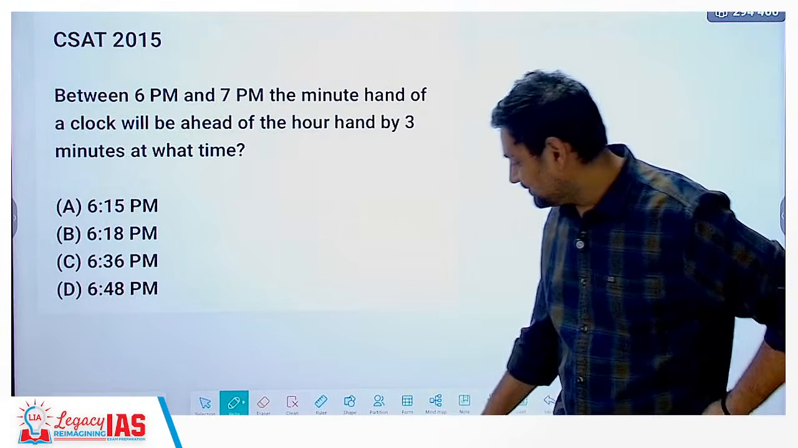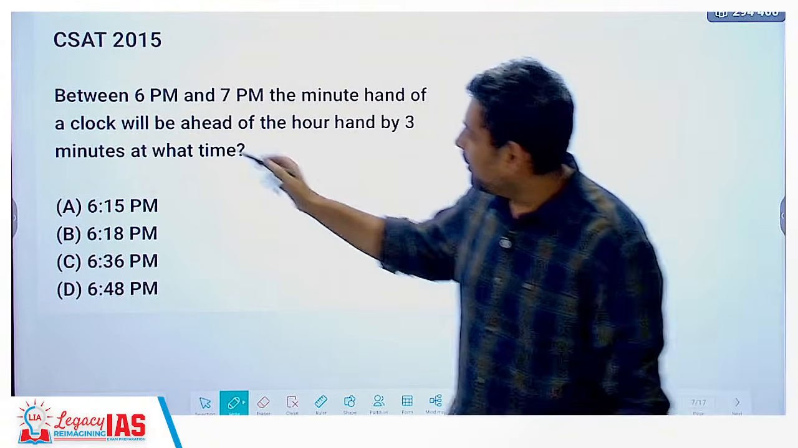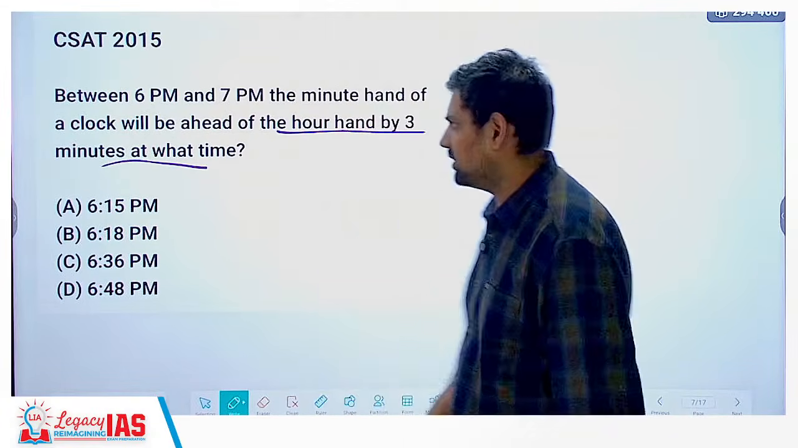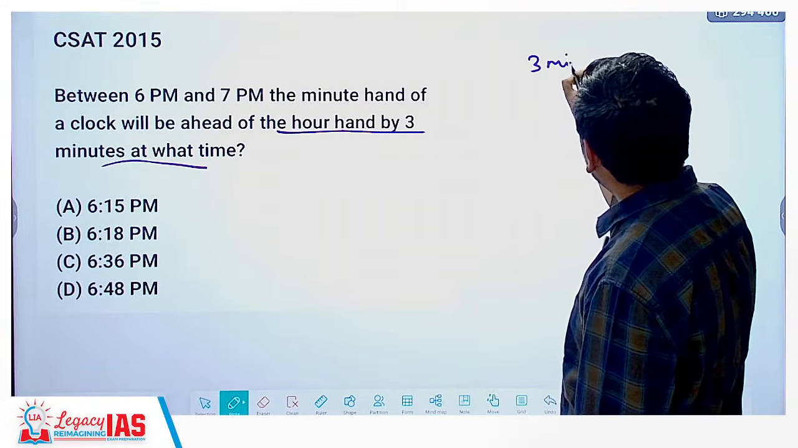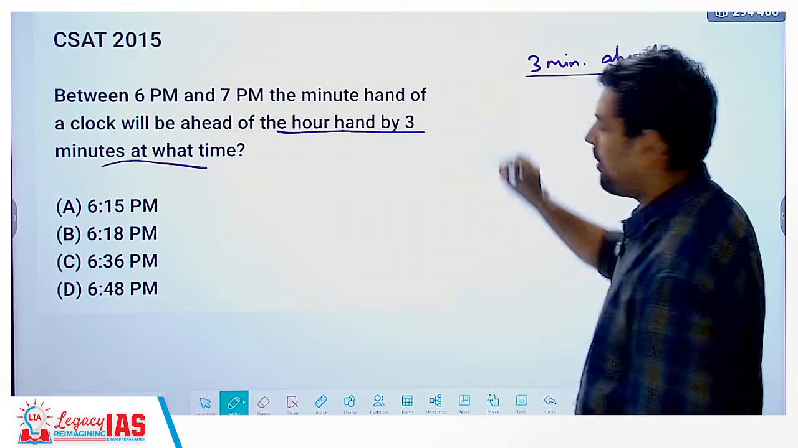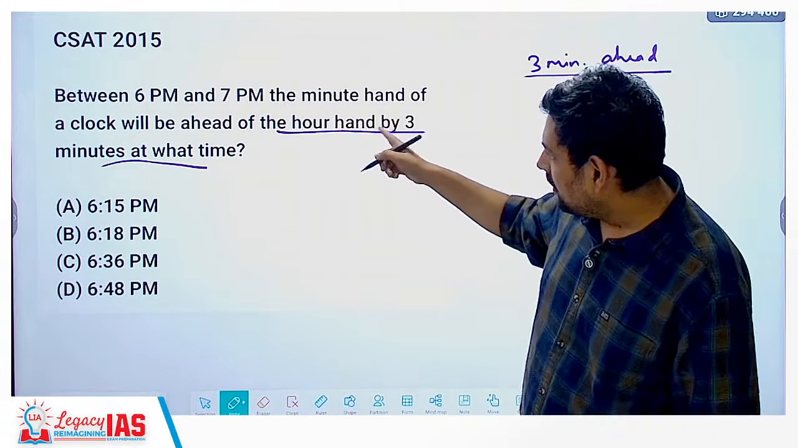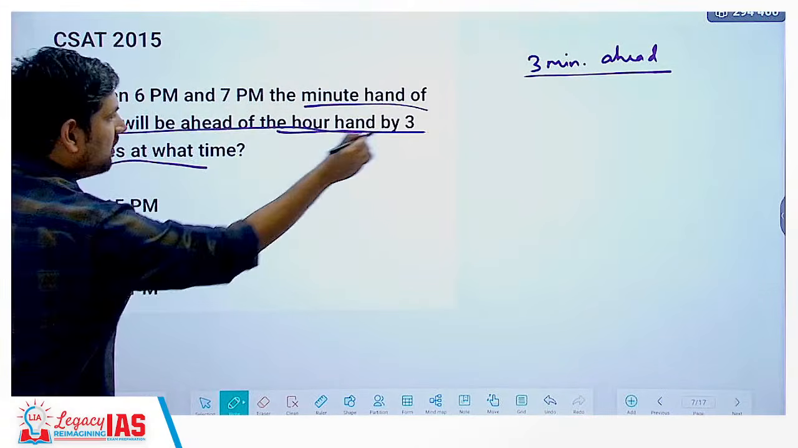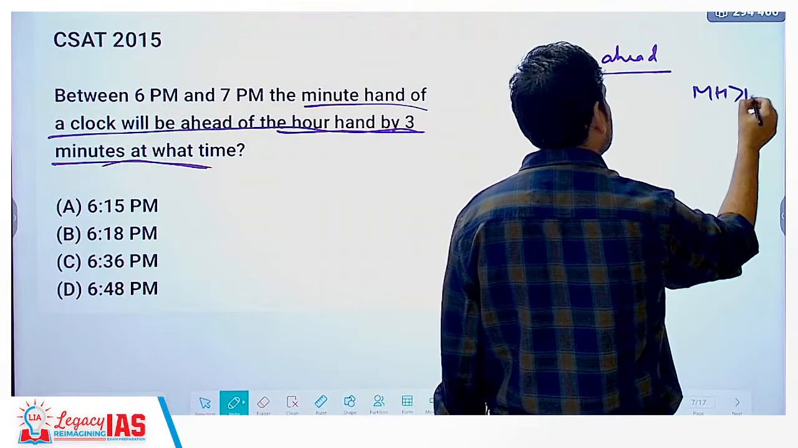Okay, now 6 p.m. and 7 p.m. and it is asking you the minute hand is ahead of the hour hand by 3 minutes at what time? Ahead by 3 minutes. Now, see, what does 3 minutes ahead mean? Which hand is ahead? The minute hand of a clock will be ahead of the hour hand by 3 minutes. Which is ahead? Minute hand is ahead of hour hand.